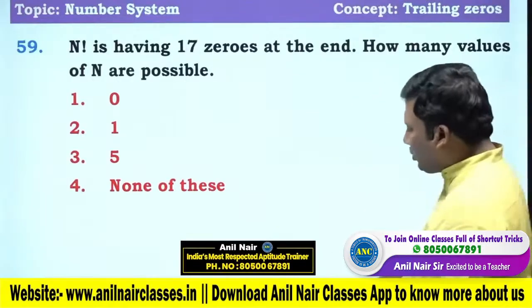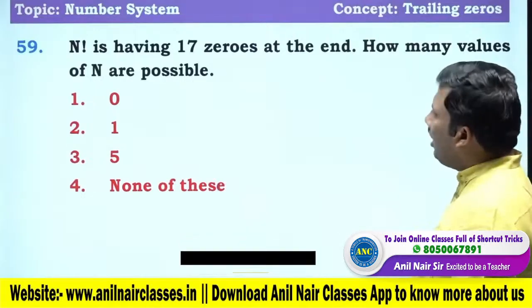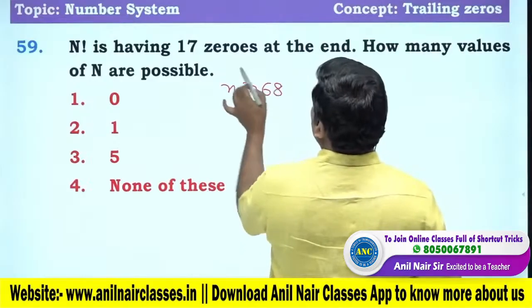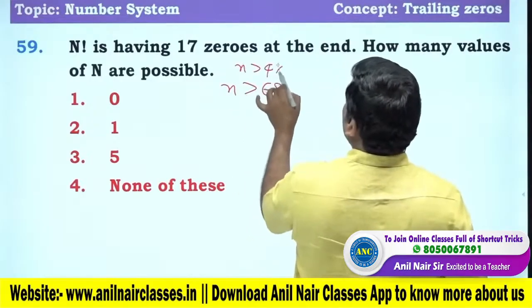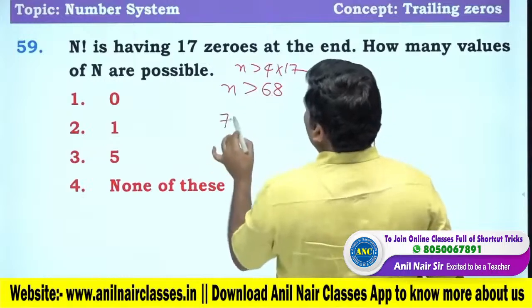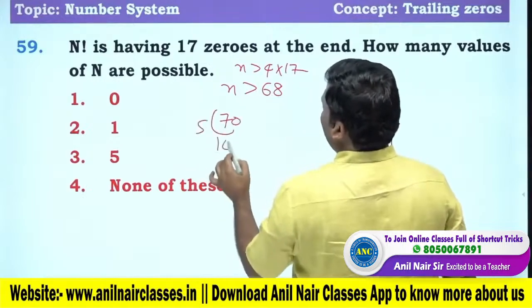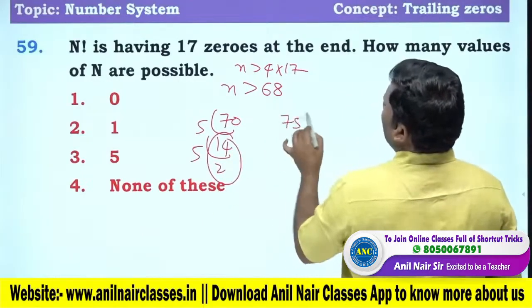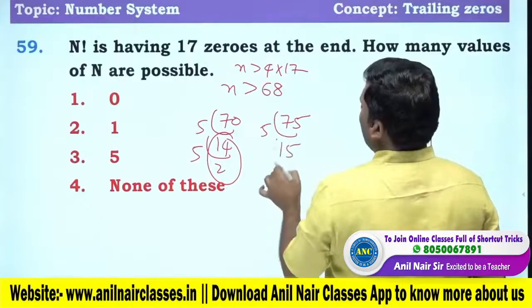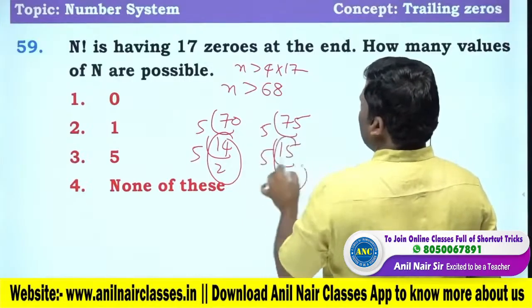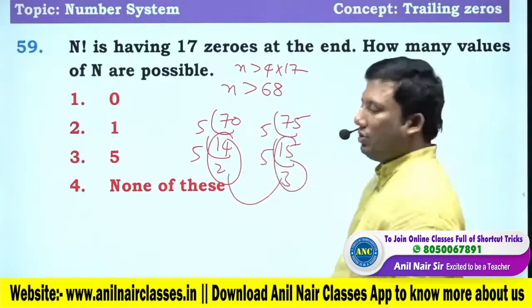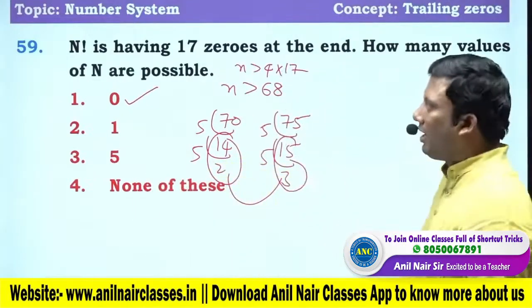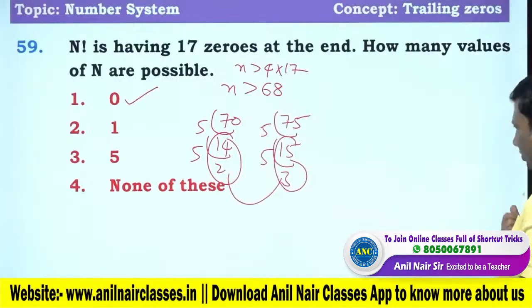Next one, n factorial has 17 zeros. Already we discussed n is greater than 4x. 4 into 17 is 68. So what is the multiple of 5 greater than 68? 5 14s are 70, giving 16 zeros. 17 would need 5 15s, 75 onwards, which gives 18. So the answer is no value is possible. Please put a star mark on this question. 59th.